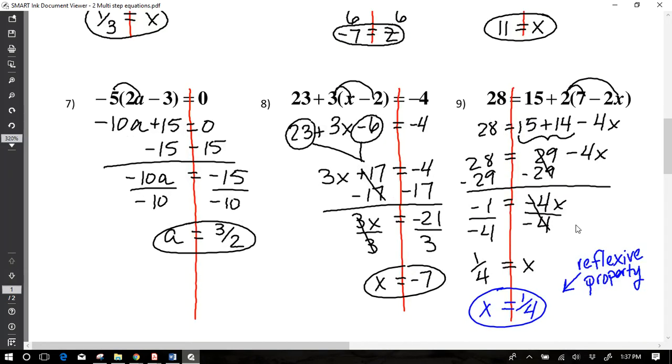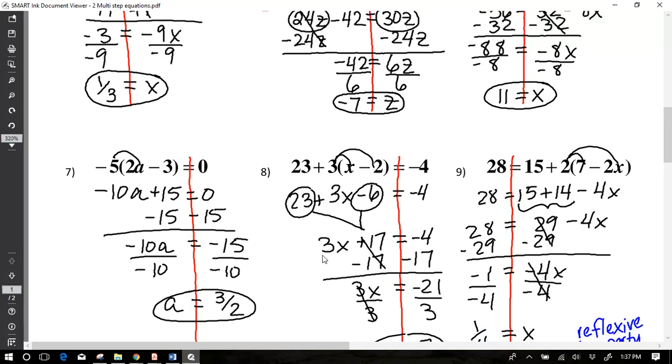So sometimes when students get an answer that's a fraction, they automatically assume that they've done something wrong. And that's just not always the case. Remember, fractions are numbers too. And so it is possible that you did everything perfectly and that the answer is actually just a fraction.